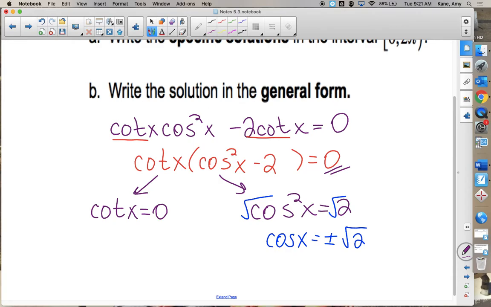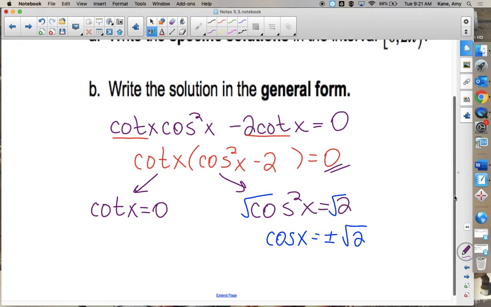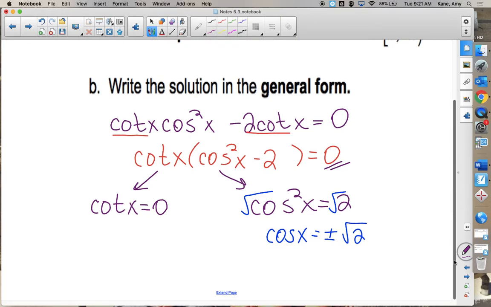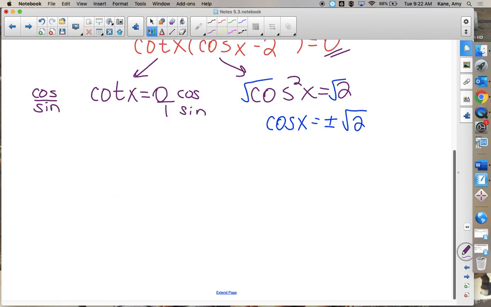functions is going to kind of decide how many angle solutions you have. If you look at cotangent first, cotangent is what over what? Cosine over sine. So that means our cosine is 0 and our sine is 1. Or you could say on the unit circle the x is 0 and the y is 1.